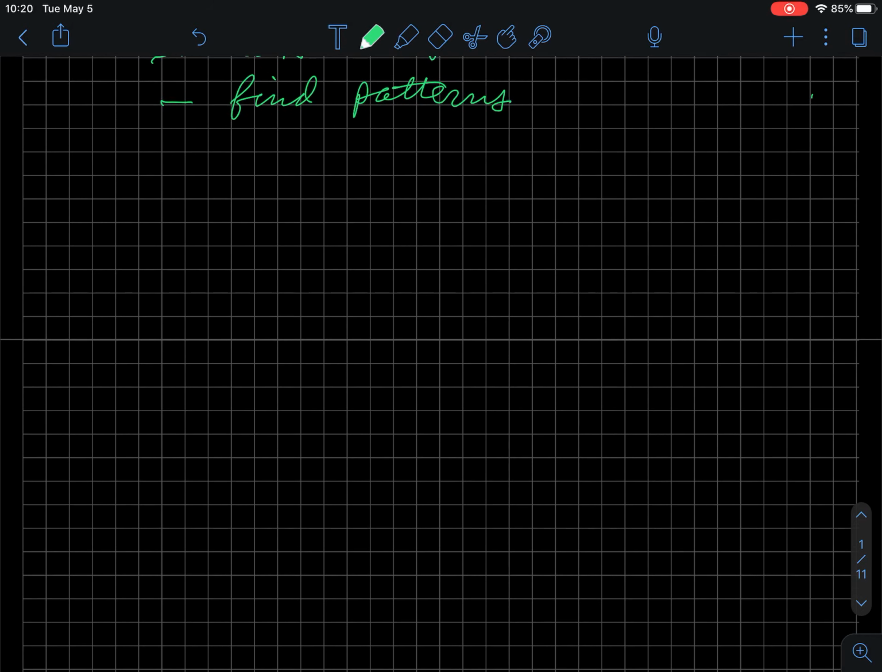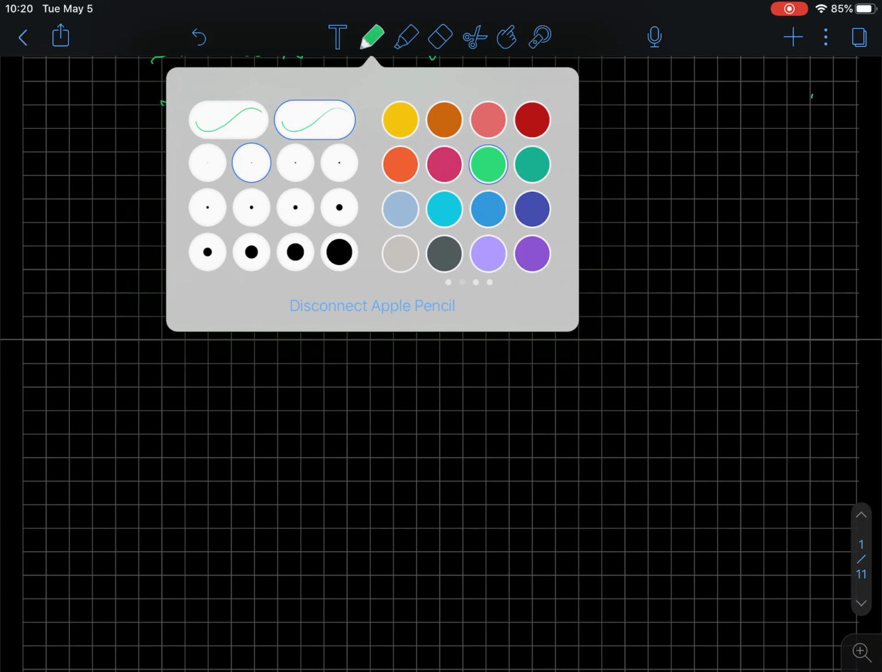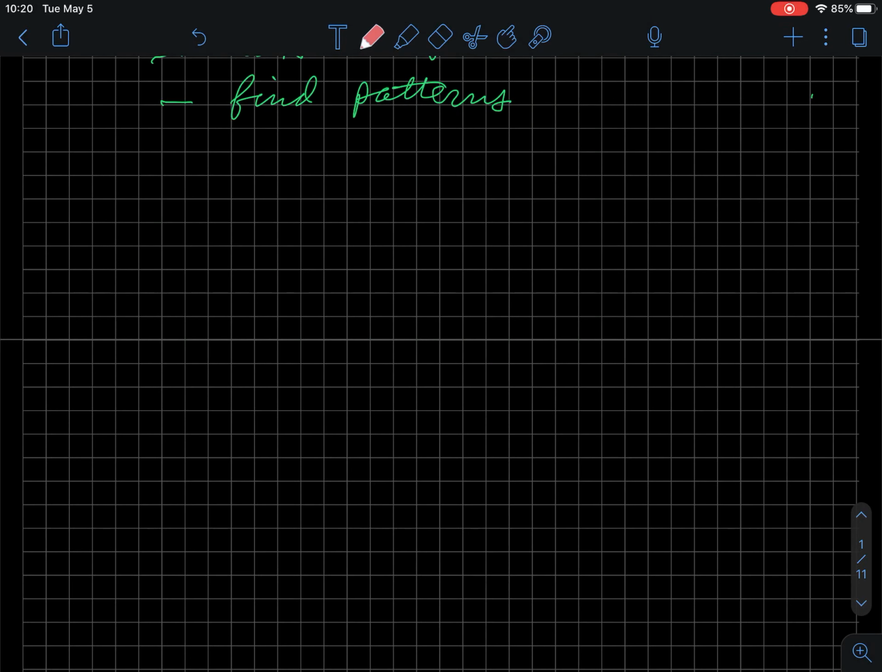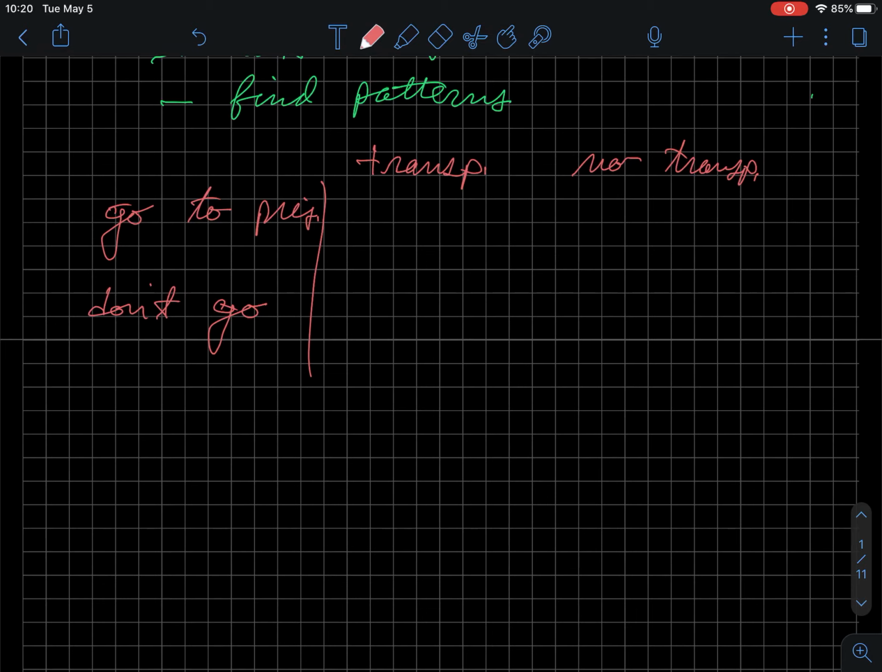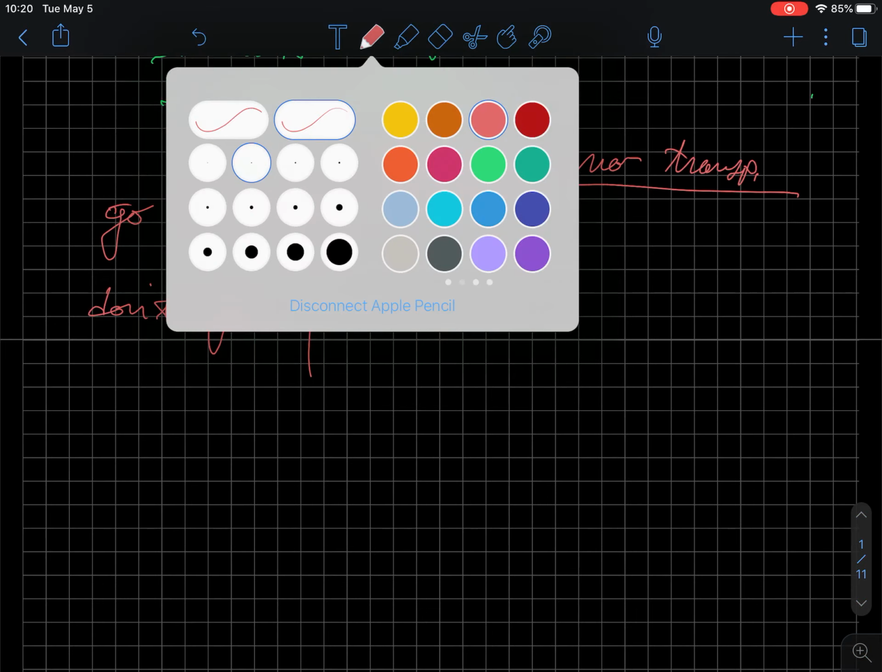So let's start with a basic one. If we go back to our first example, we look at people who go back to prison, and people who don't go. Label here. At the top, we'll put people who had transportation and no transportation. So we make our little basic table and fill this in with some made up data.